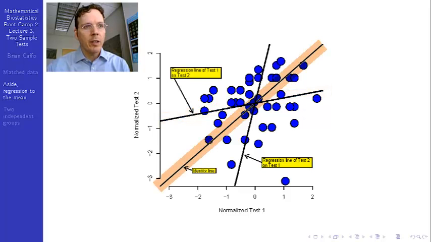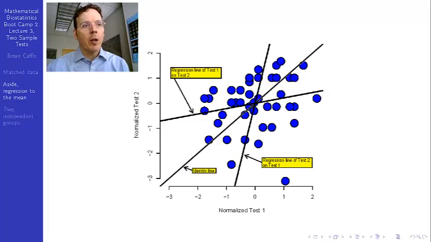I show an identity line here in the middle, and then if you wanted to do the same thing as if you had test 1 on the vertical axis, then you would use this almost vertical-looking line here, and that's just the inverse. That has slope the inverse of this correlation here. Notice both these lines pass through the point (0, 0).